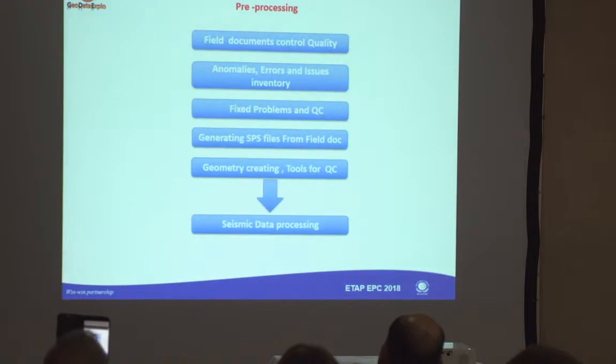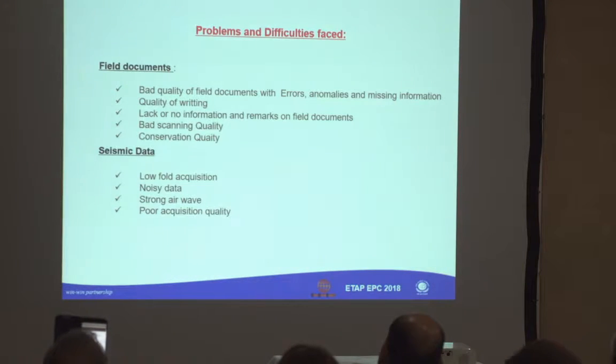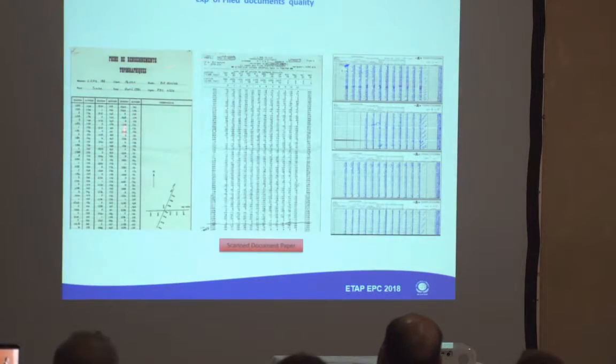So the difficulties faced: bad quality of field documents with errors, anomalies, and missing information, quality of writing, because most of them were at that time written by hand, lack of or no remarks on field documents, bad scanning quality, conservation quality, etc. Relating to the seismic data: low fold acquisition, noisy data, strong airwave, poor acquisition quality, very low signal-to-noise ratio. So this is an example of the documents that we received.